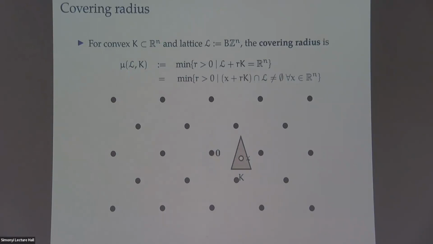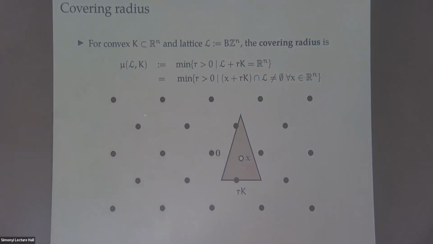It turns out that another equivalent definition is, if I have any center X, it doesn't have to be in the lattice, the covering radius is the least scaling for which, if I scale this convex body K, it intersects my lattice. It may not be obvious why these two definitions are equivalent, but it's not too hard to show using just the symmetry of the lattice and of the space. The convex body need not be symmetric.